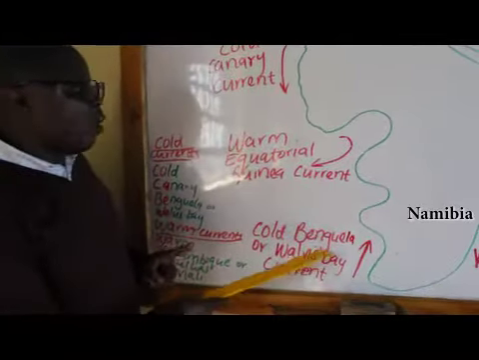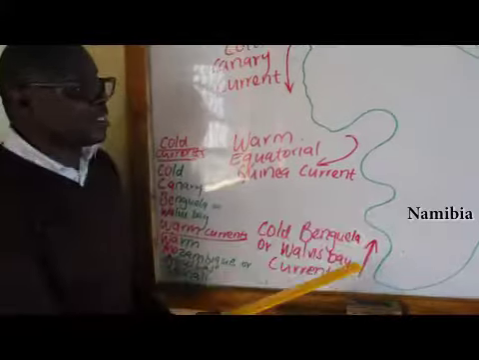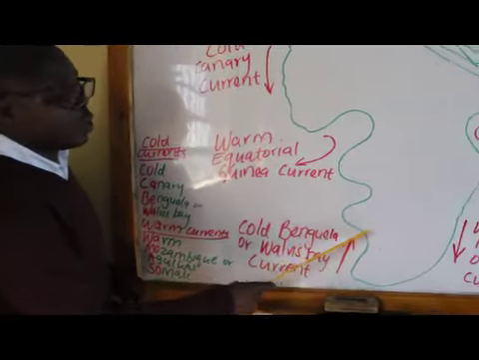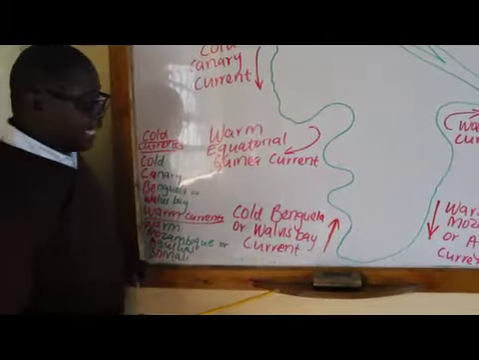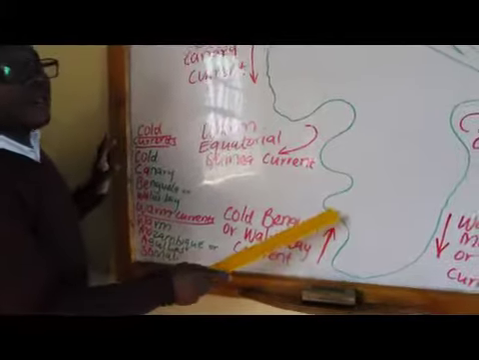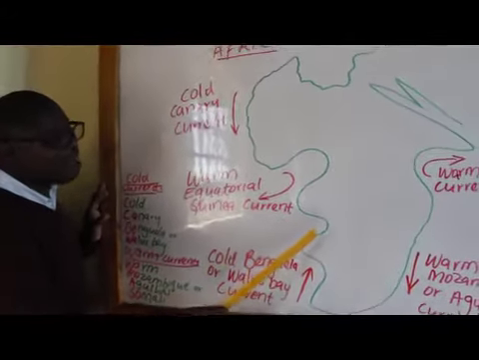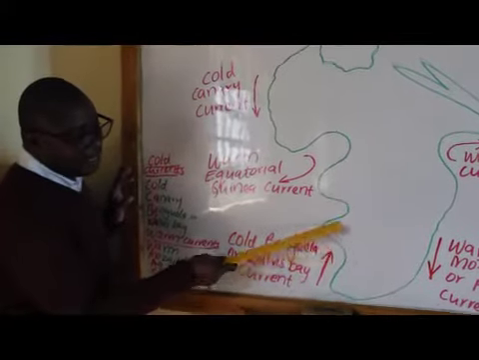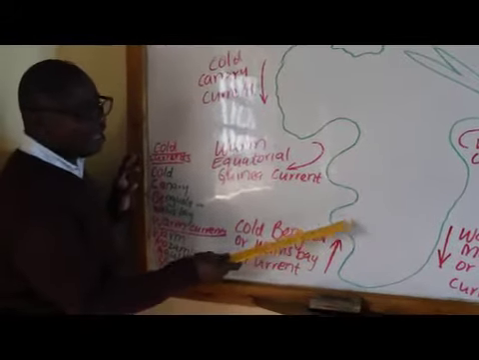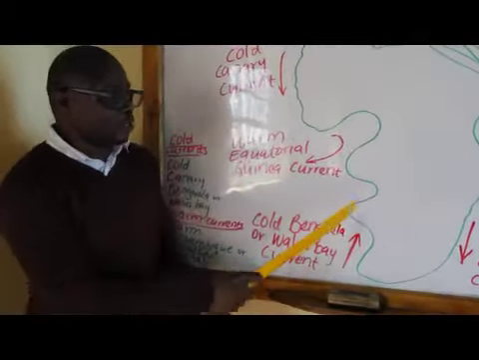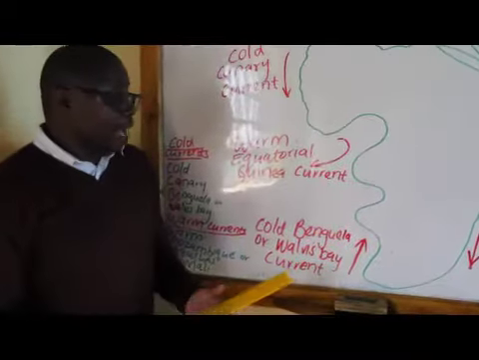One, this is a cold current, and therefore it brings a cooling effect to the adjacent land, that is, to the coast of Namibia. It also brings what we call mist and foggy conditions to the coast of Namibia.